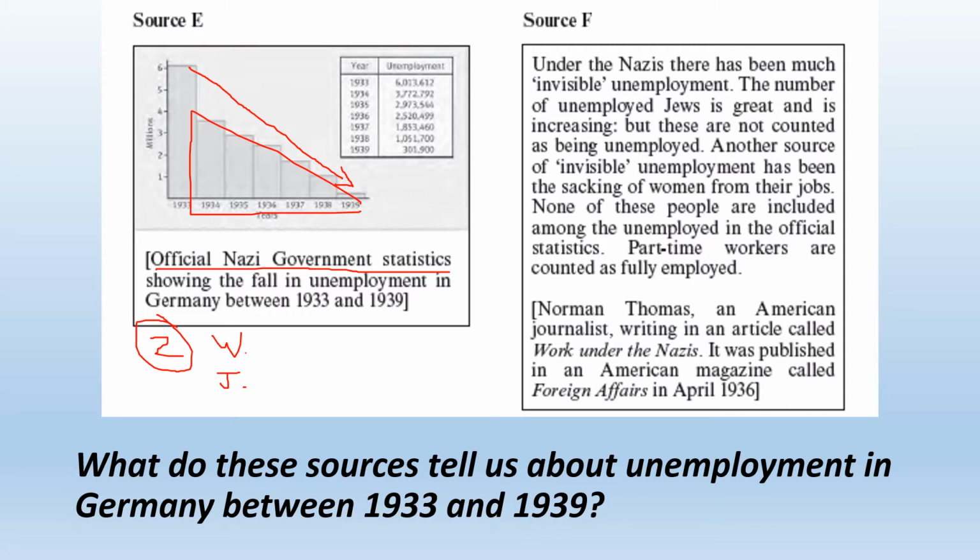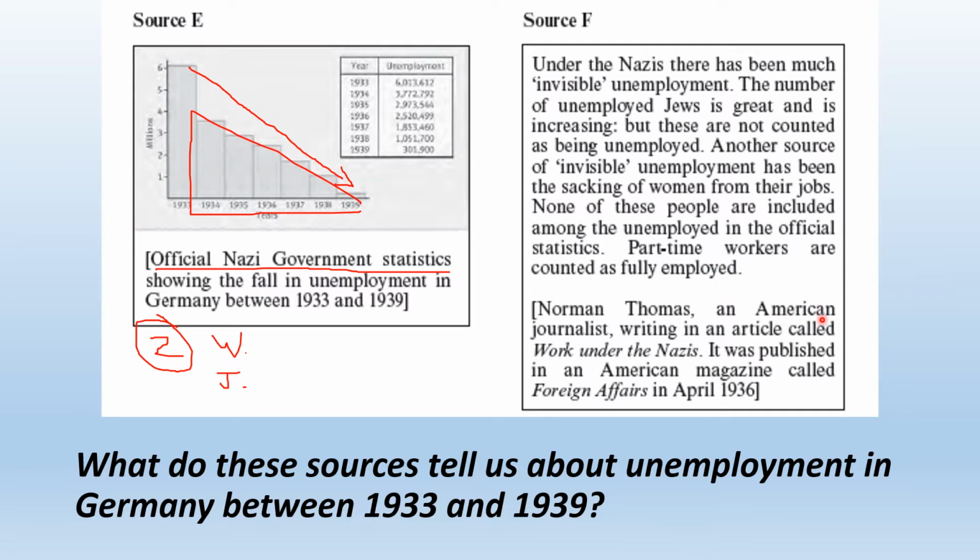Source F says, under the Nazis, there has been much invisible unemployment. The number of unemployed Jews is great and is increasing, but those are not counted as being unemployed. Another source of invisible unemployment has been the sacking of women from their jobs. None of these people are included among the employed in the official stats. Part-time workers are counted as fully employed.